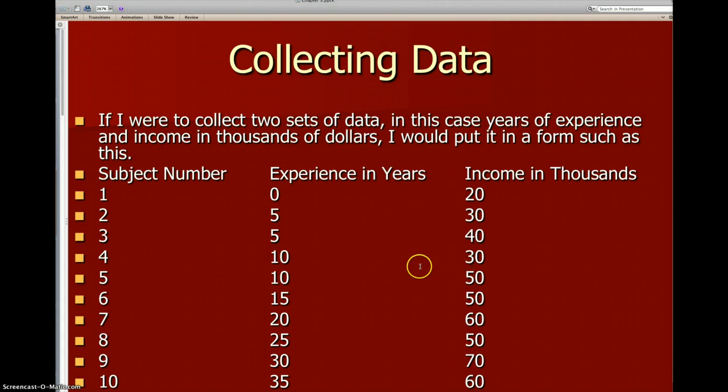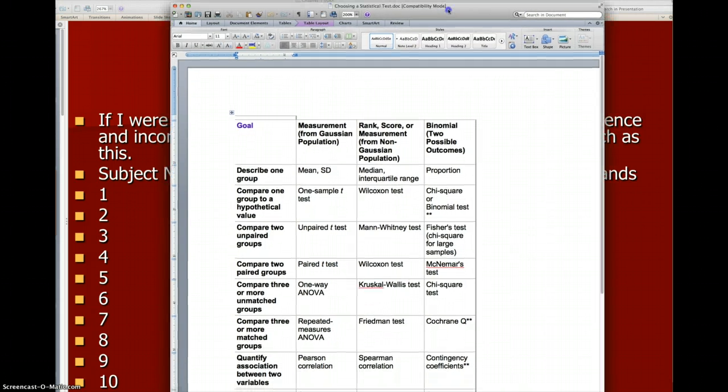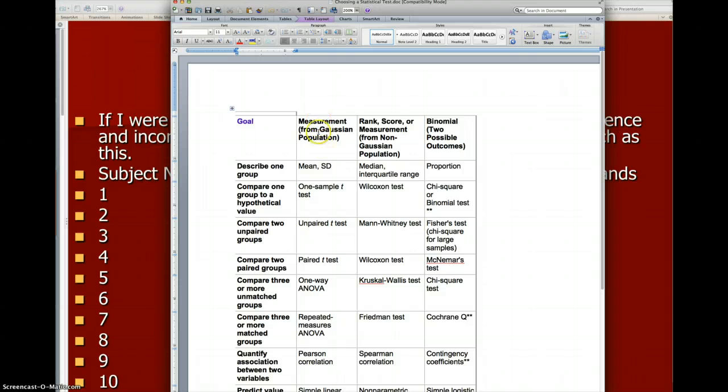So going back to our table about how to choose a statistical test, because both of these types of data are interval data or ratio data, then what we'd want to do is something called the Pearson's correlation. So as we said, what we're talking about, this is measurement data. It is the interval or ratio type data.